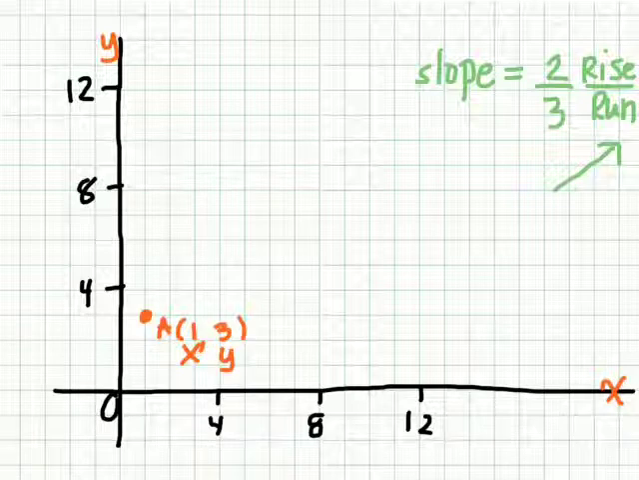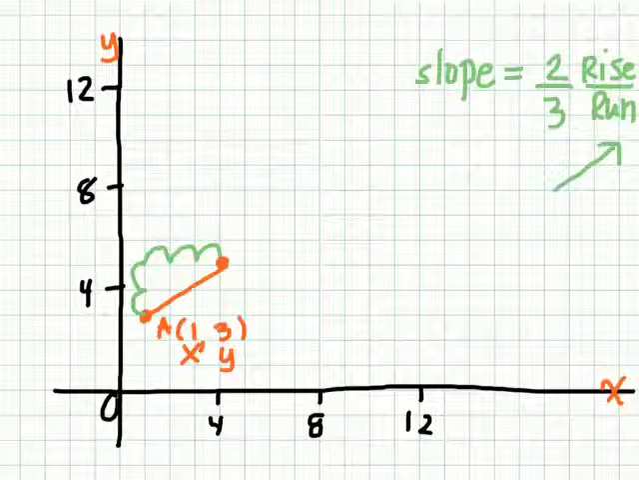Starting at this point, this is my starting point. Everyone look here. We have to rise 2, so 1, 2, and then what? We have to run, so we move which way, left or right? Right, how many? And that is my second point, and now we can connect the points.